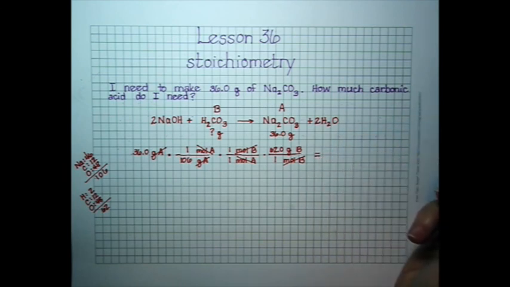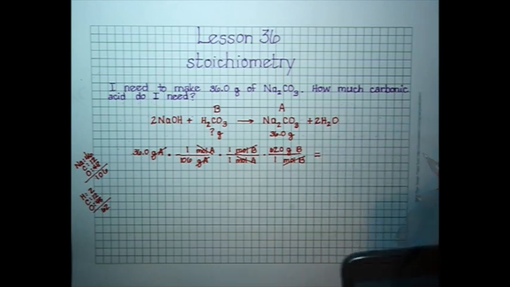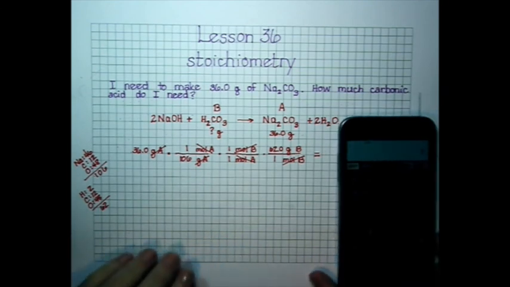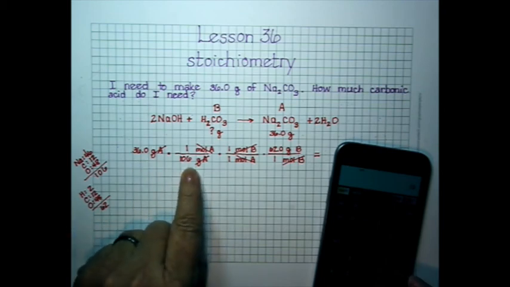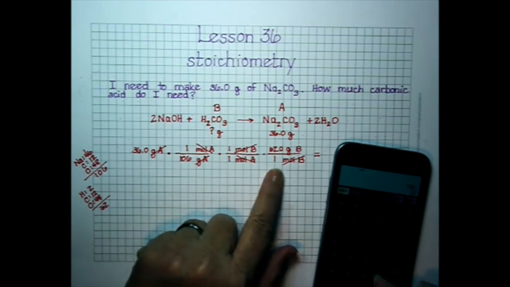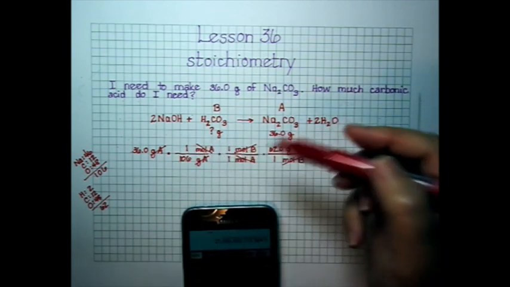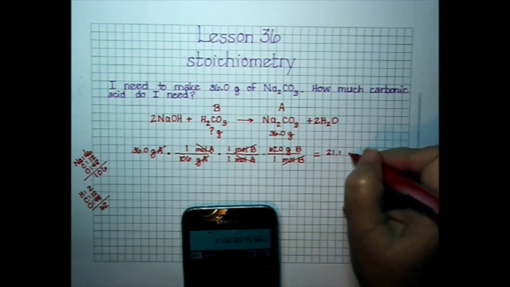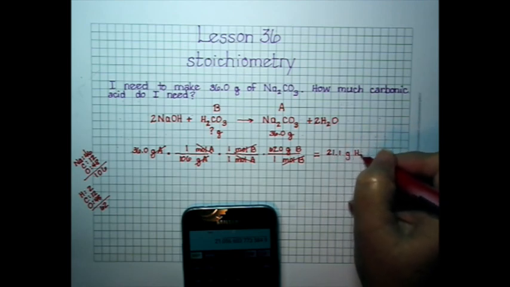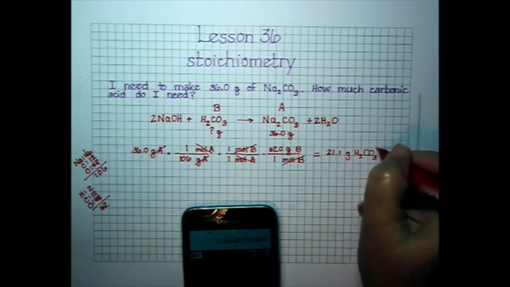So now we let our fingers do the walking on the calculator. Okay, so now it's just a matter of punching buttons. I've got 36 divided by 106, no point multiplying by 1, times 62. All right, the calculator says this unrighteously long repeating decimal, but I've only got 3 sig figs, so I'm going to report that as 21.1 grams of carbonic acid. And there's my answer.